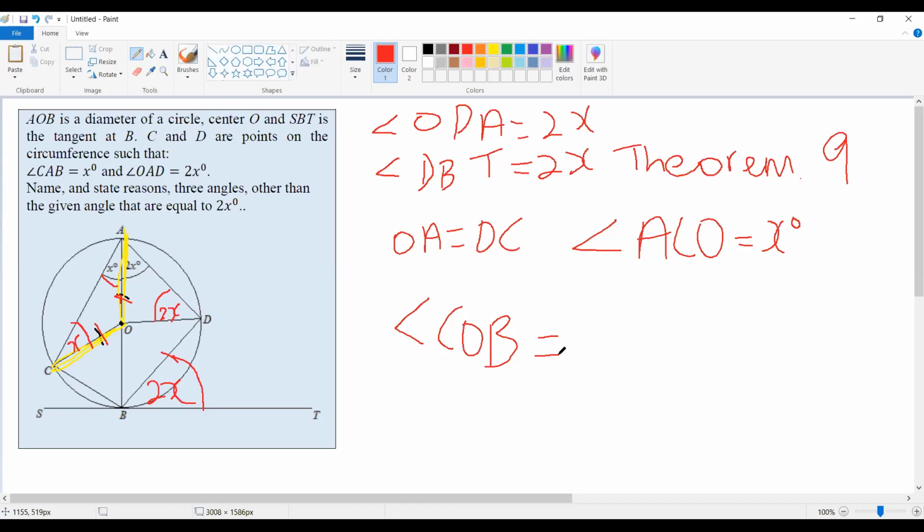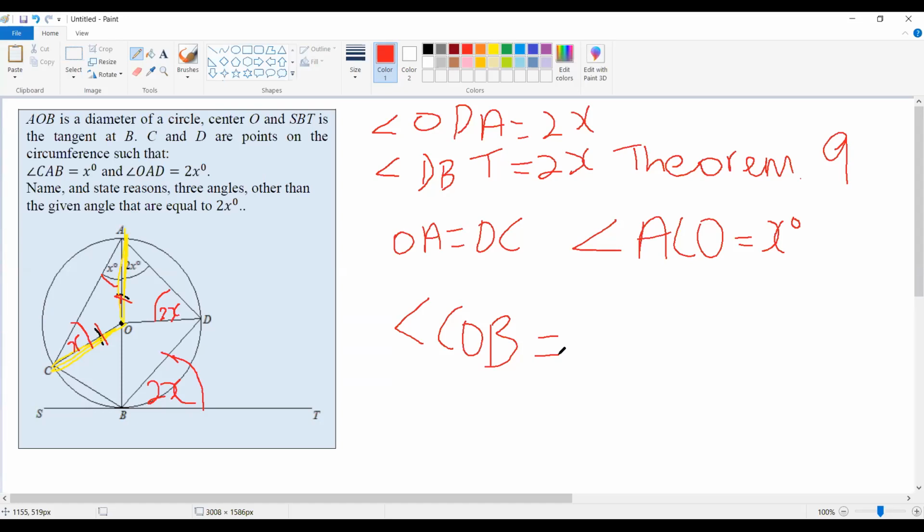Okay, which theorem are we going to use? Which theorem are we using? We are using theorem 5, which says that the angle, right? Well, yeah, that's what I said.